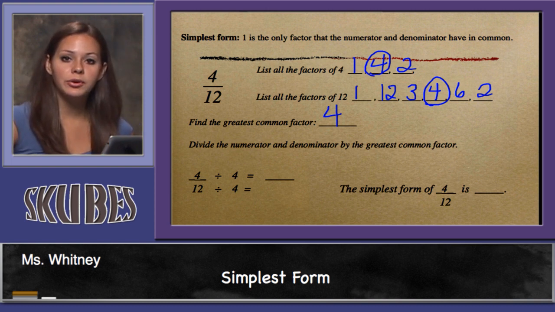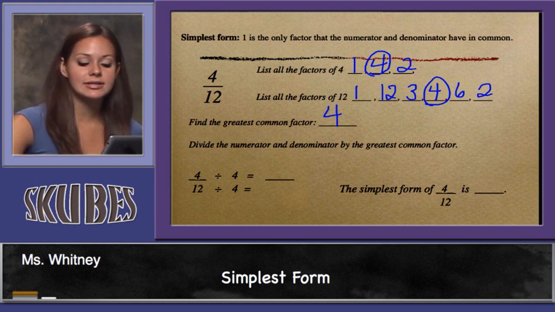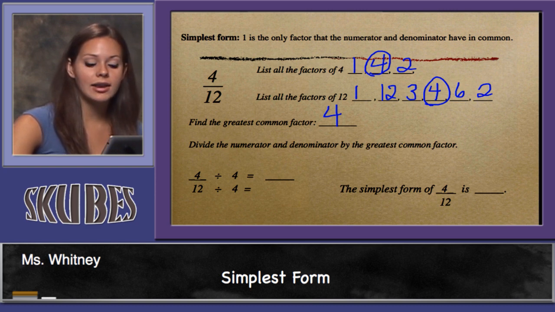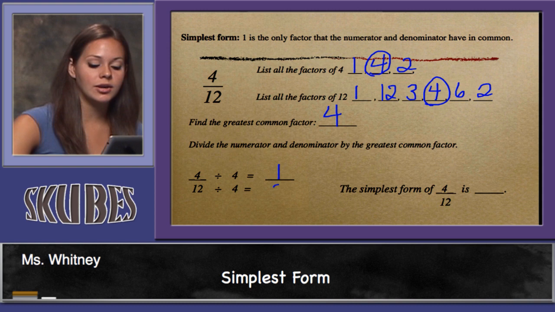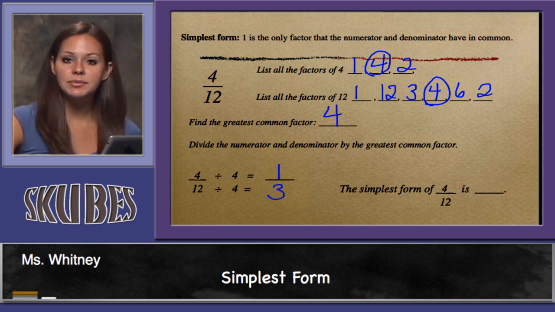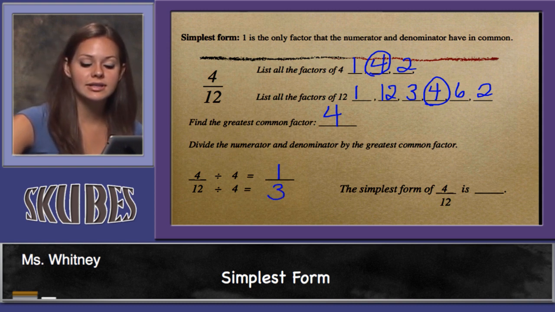Now I'll divide the numerator and denominator by the greatest common factor. 4 divided by 4 equals 1, and 12 divided by 4 equals 3. The simplest form of 4/12 is 1/3.